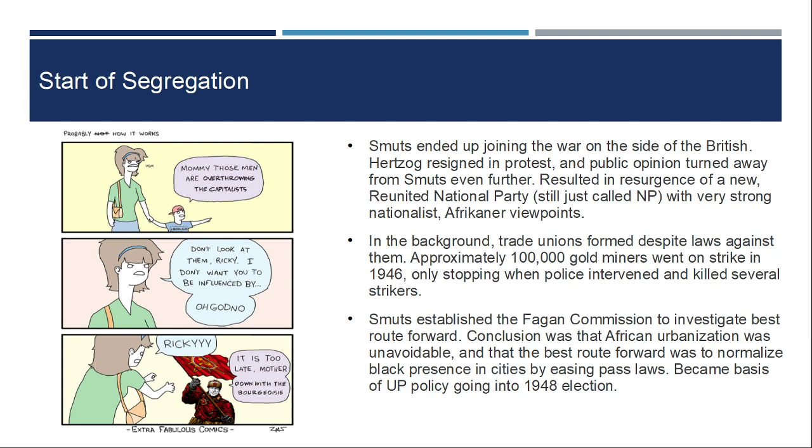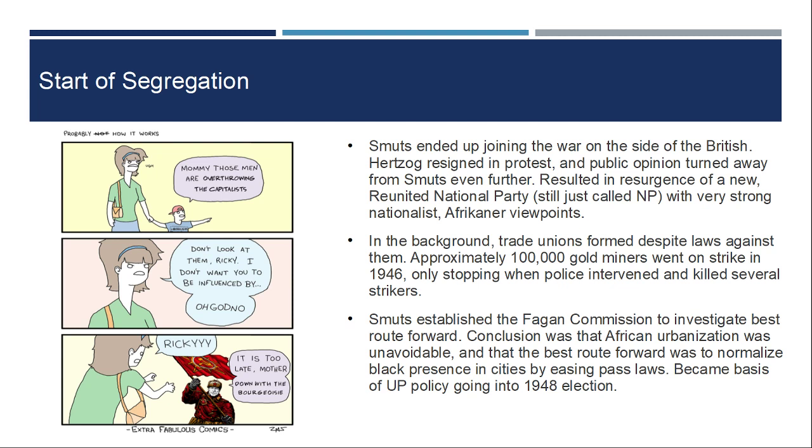So Smuts goes, all right, well, we're British, so we're going to join on the side of the British. Herzog resigns his post in protest. He's like, screw you, that's BS, I'm not a part of this. Public opinion turns away from Smuts even further, and then we get the return of the National Party. Technically, it's called the Reunited National Party now, but it's still just referred to as the NP, and it's still just the National Party. This National Party is just like the old one, with even more nationalist, even more Afrikaner viewpoints. And remember, the old viewpoints they had were basically use Africans as slave labor and control everything. So they've gone even further beyond that.